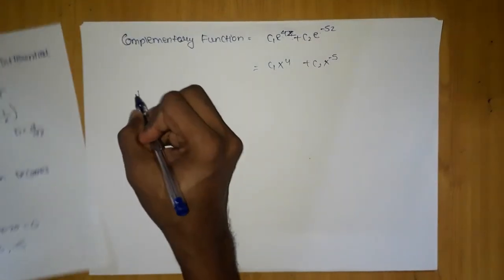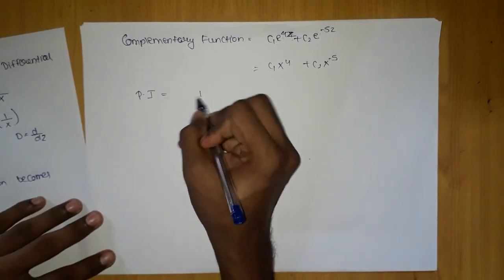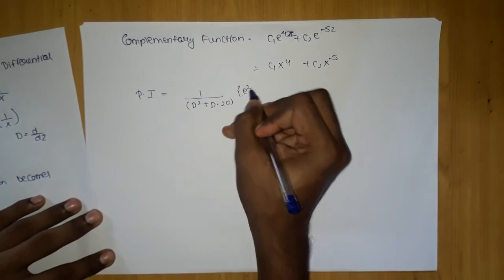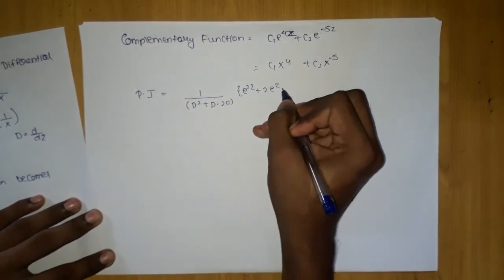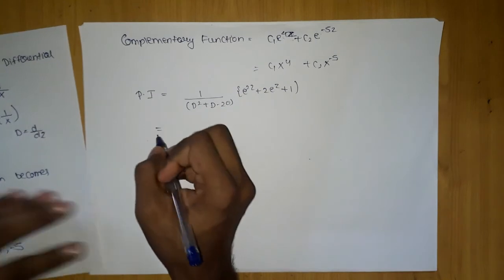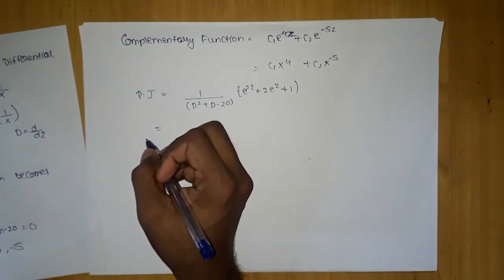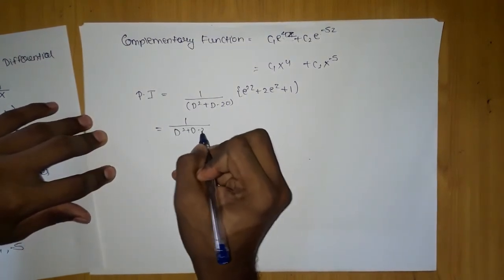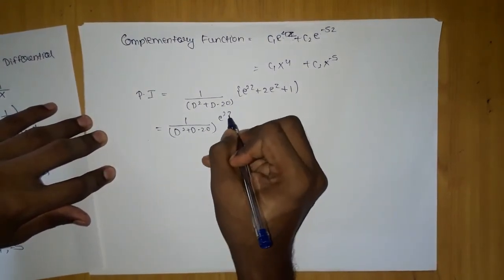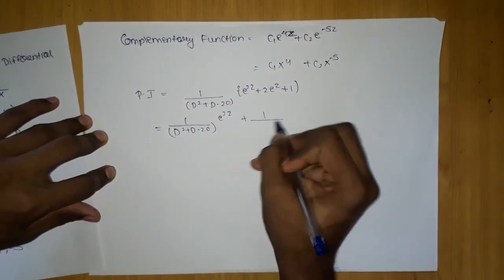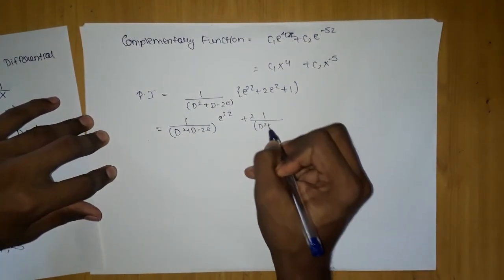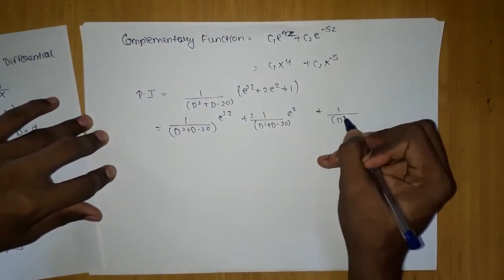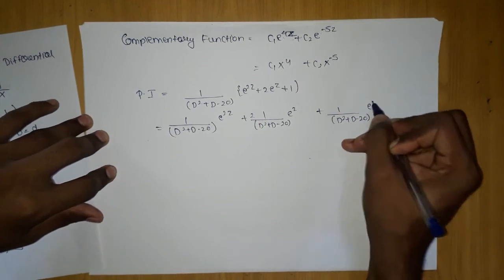Now let's try to get the particular integral. Particular integral is nothing but 1 by (D square plus D minus 20) into (e to the power 2z plus 2 e to the power z plus 1). So if you multiply with each of them, you will get your 3 integrals. You have to do 1 by (D square plus D minus 20) into e to the power 2z first, then 2 into 1 by (D square plus D minus 20) into e to the power z, and in the last 1 by (D square plus D minus 20) into e to the power 0z.